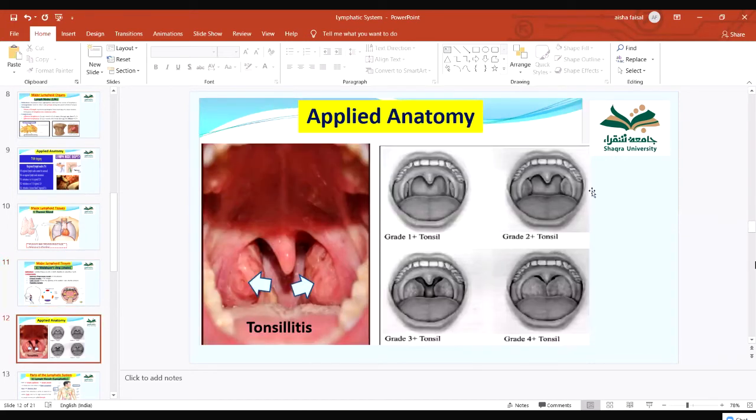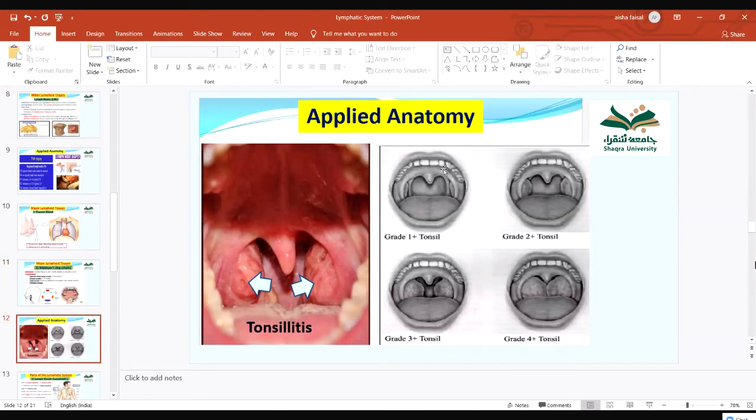So these are the different grades of tonsillitis. You can see these are your palatine tonsils. The palatine tonsils are enclosed by two folds: one fold in front, the palatoglossal, and one fold behind, the palatopharyngeal. In between the two folds you have the palatine tonsils, and you can see this opening from the oral cavity into the oropharynx. This opening is known as the oropharyngeal isthmus.